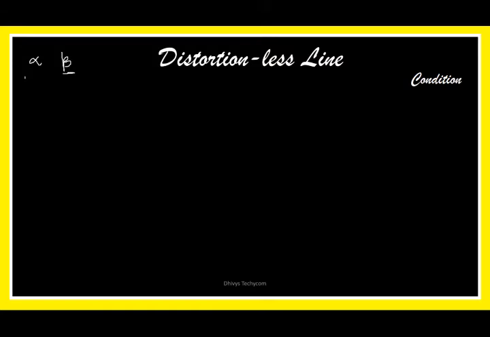The different types of distortion and the values of alpha and beta which affect the system have already been discussed in the previous video, which is available on our channel. The link has been given in the description.